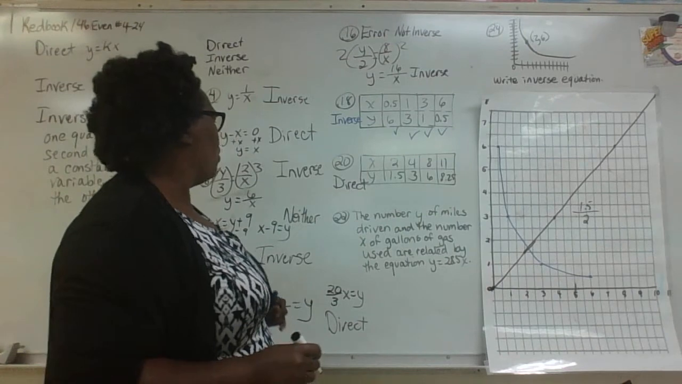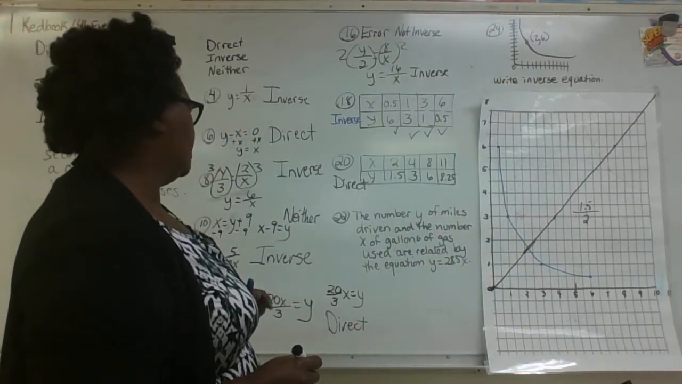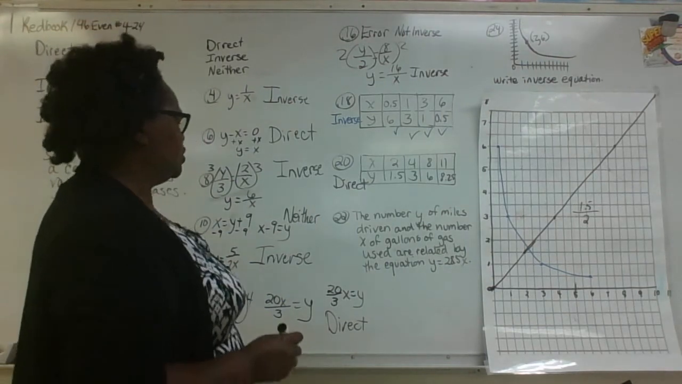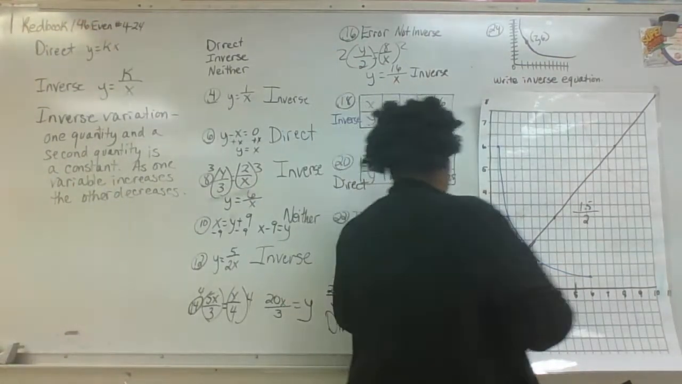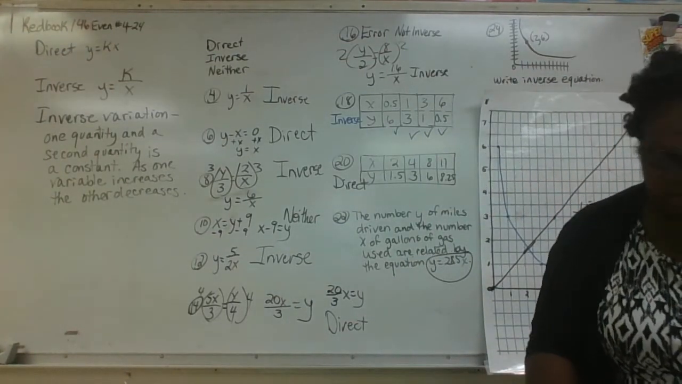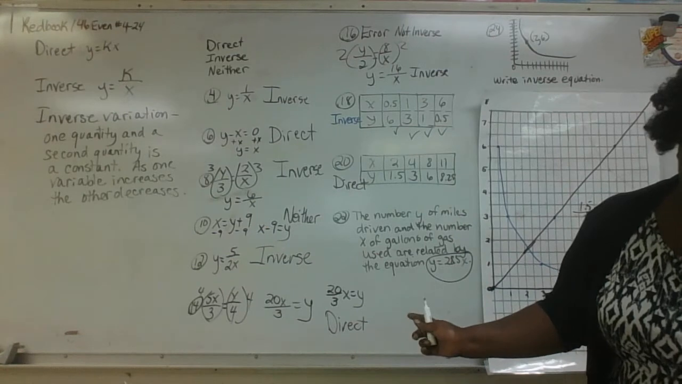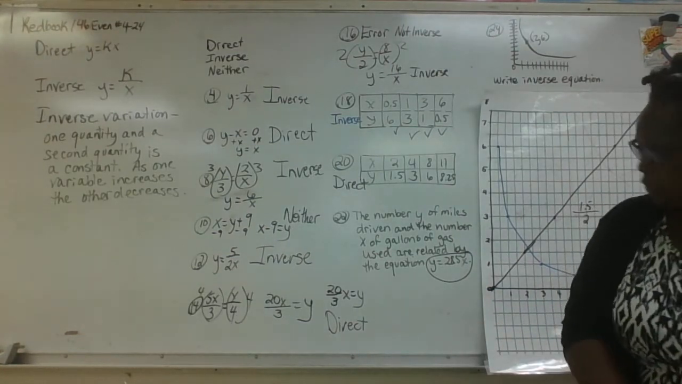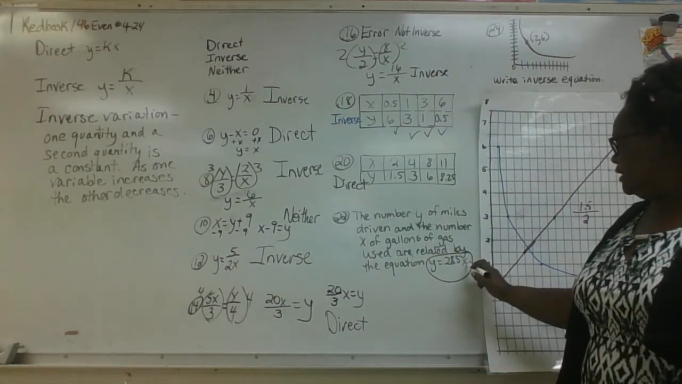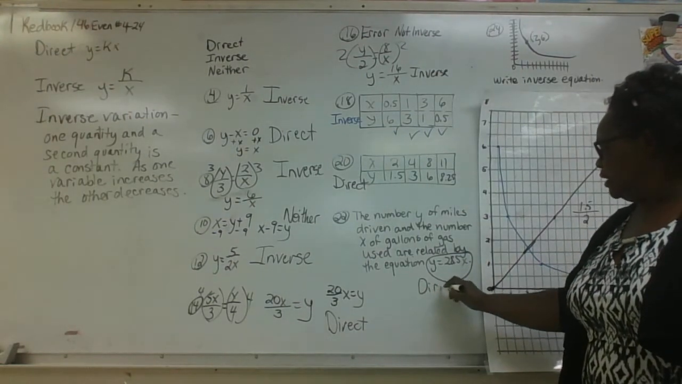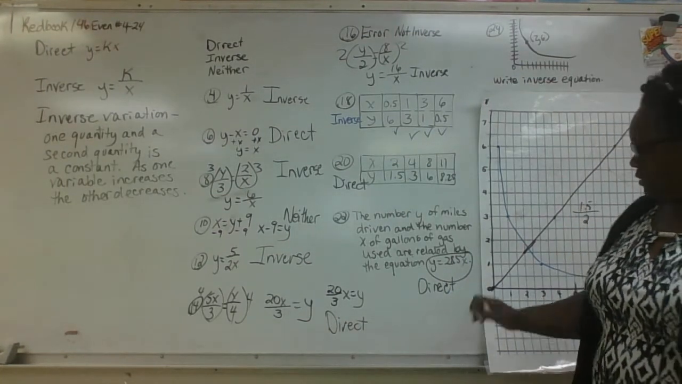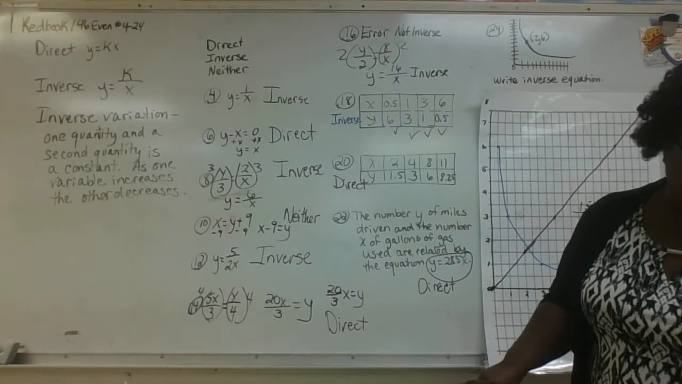All right, the number y of miles driven and the number x of gallons of gas used are related by the equation y equals 28.5x. And so the question for number 22 is to tell whether it's direct or inverse. Because it's written like this, it's direct, okay? You have a direct variation. x is not in the denominator.